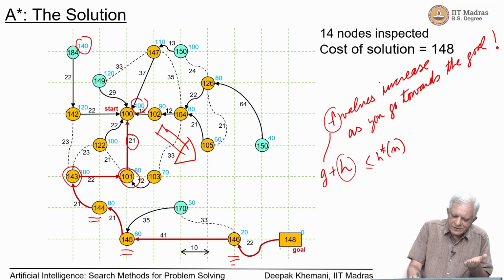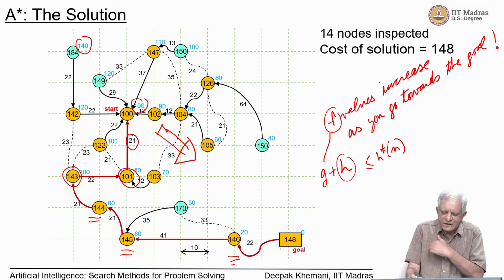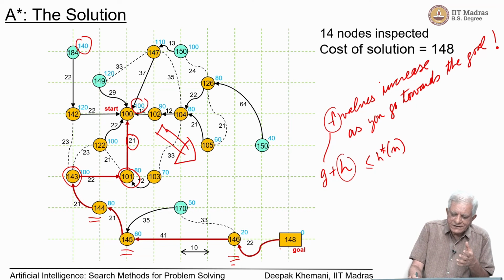The reason why the f values are increasing is because g values are obviously increasing, because they are the actual path cost, but the h value is the estimated distance to the goal, and it was the h value which was underestimating the distance, and therefore it looked closer than it was. And the whole idea of using an underestimating function is that you have a lower bound on the actual path through the goal.